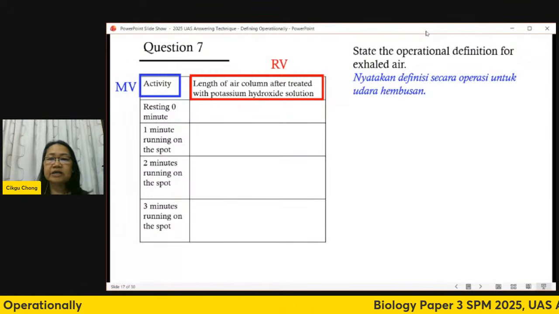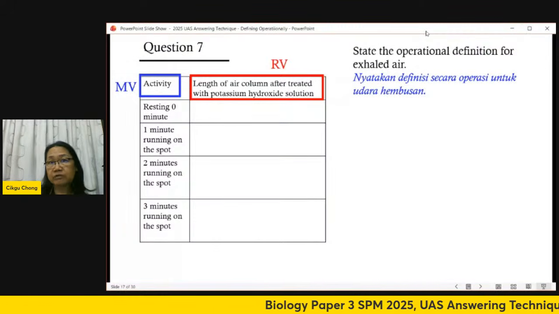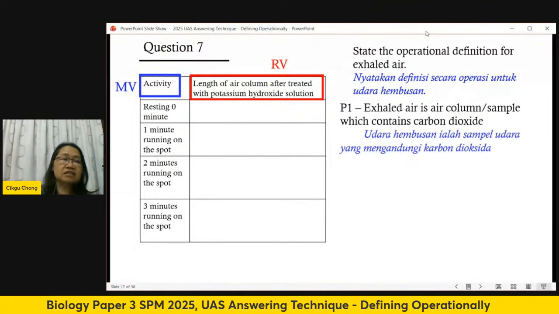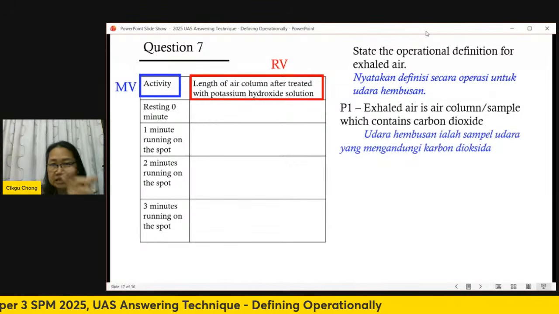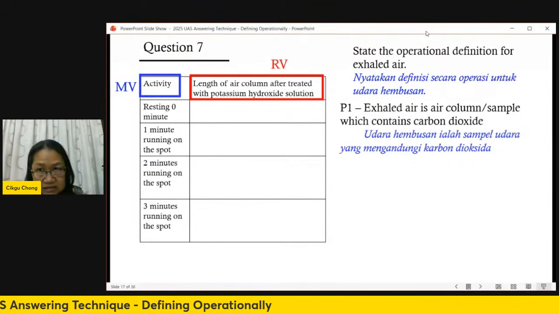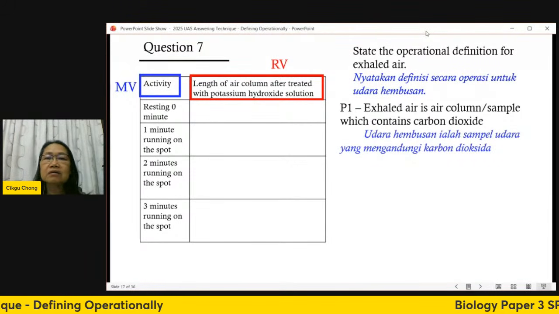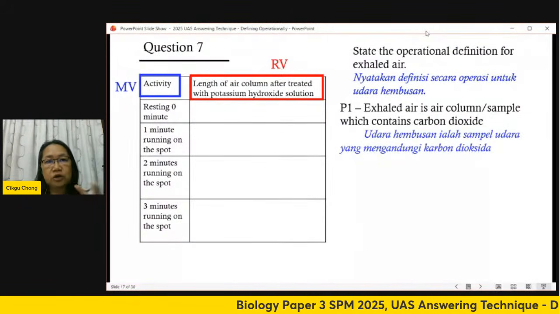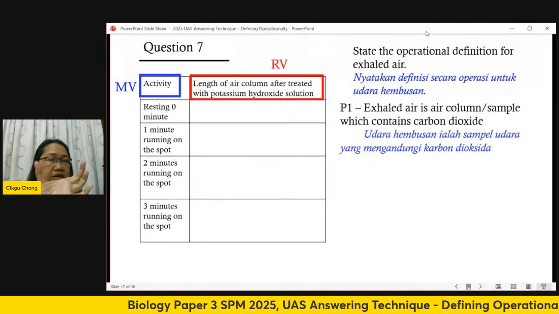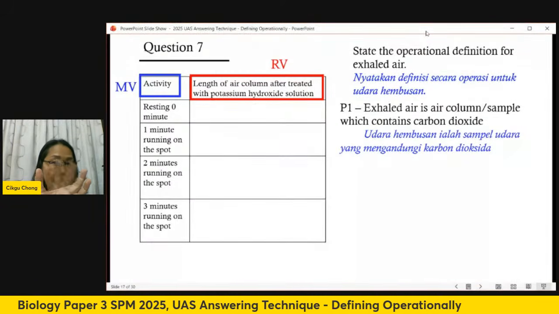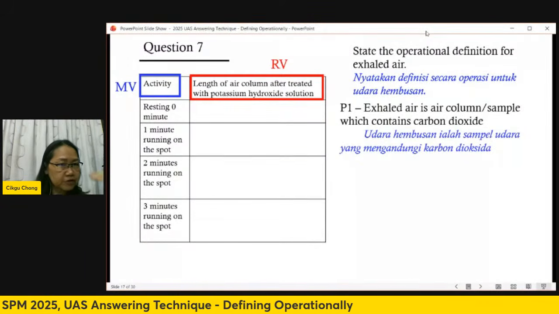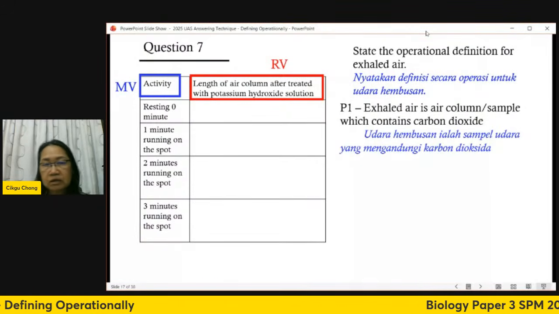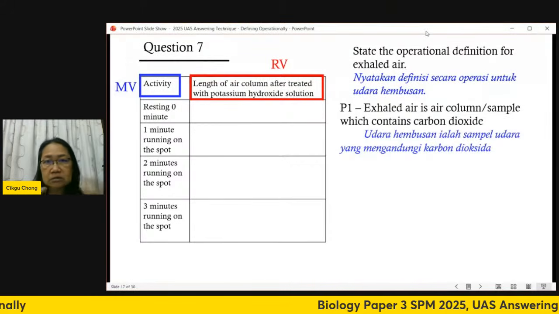So what is exhaled air? Always answer the first question with the first sentence: exhaled air is what? Exhaled air is the air sample that contains carbon dioxide. It must contain carbon dioxide, otherwise you're not testing carbon dioxide here. Now how much carbon dioxide is in the exhaled air after you do the activity for different times? You run 1 minute, run 2 minutes, run 3 minutes, you get carbon dioxide in the air.